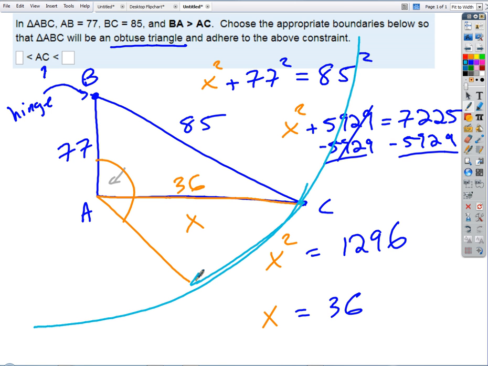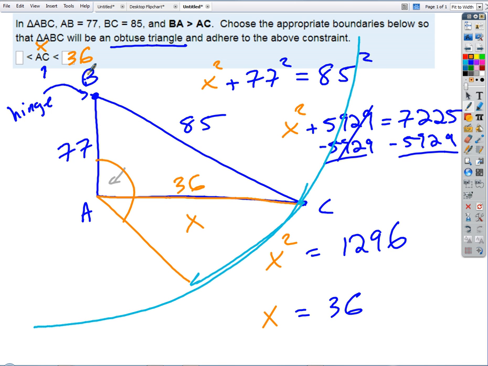If I have to shrink this thing, x has to be less than what? 36. It could be 35.9999999. That's still going to be a slight movement, and it's going to make that angle just a tiny bit bigger than 90, isn't it? So the upper limit up here is going to be AC, which we're calling x, is less than or equal to 36. That's the hard part. The rest is easy.